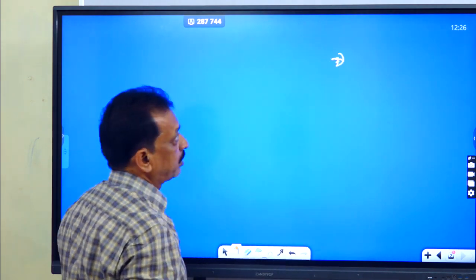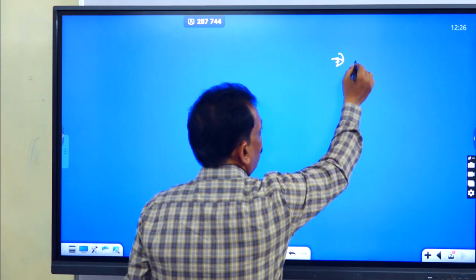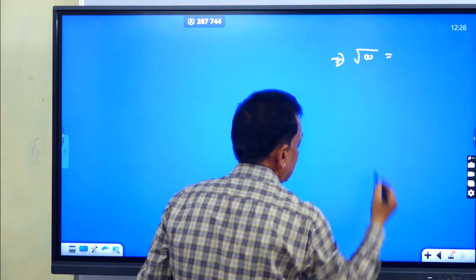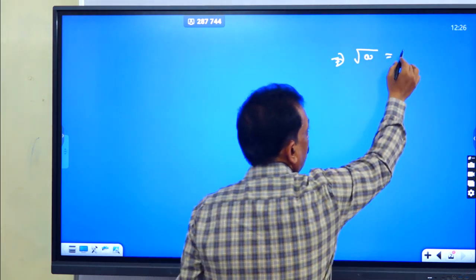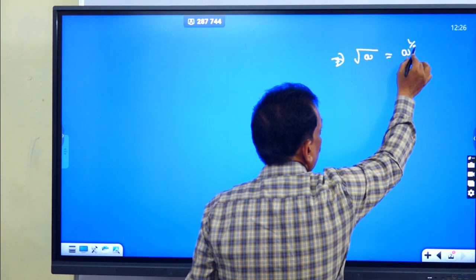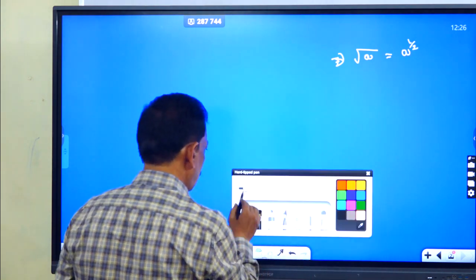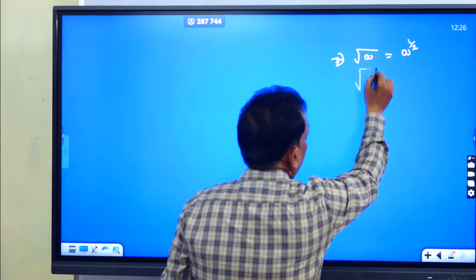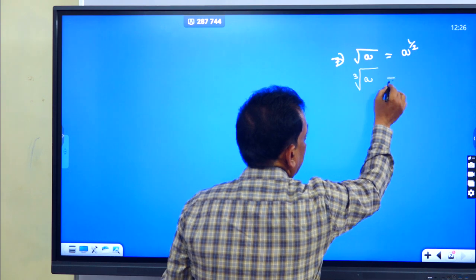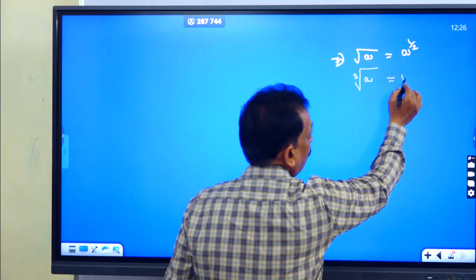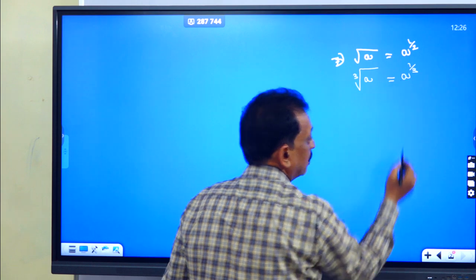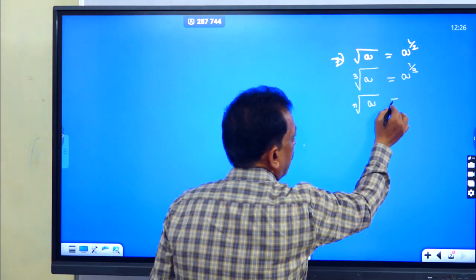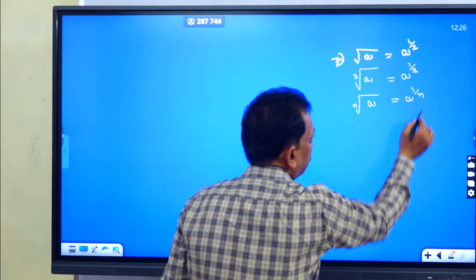7th formula concept. Now suppose you are going to write root a. Root a can be written as a to the power of 1 by 2. Cube root of a can be written as a to the power of 1 by 3. Similarly, nth root of a can be written as a to the power of 1 by n.